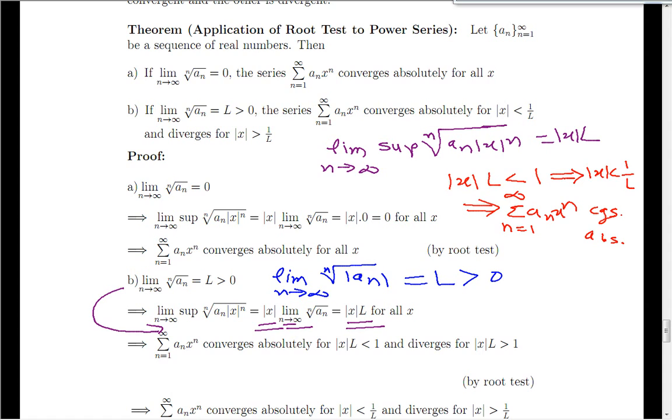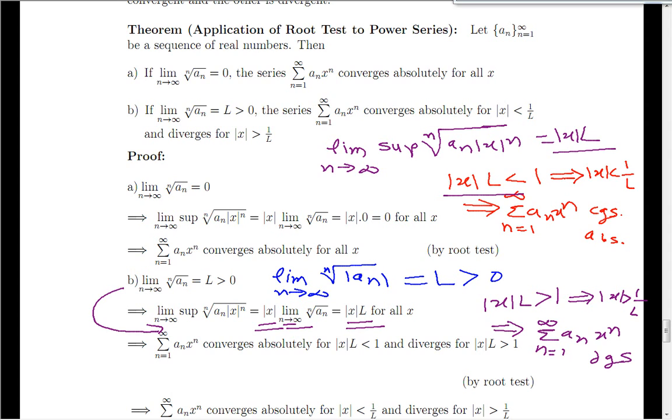And if the limit, that is mod x L, is greater than 1, that is mod x is greater than 1 upon L, then this implies that the series n equal to 1 to infinity a_n x raised to n diverges. So this is what we wanted to prove. Basically, this proof depends on the root test.